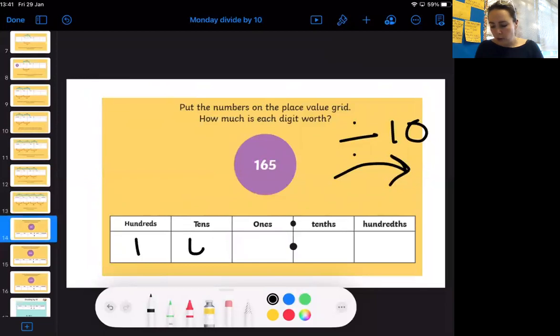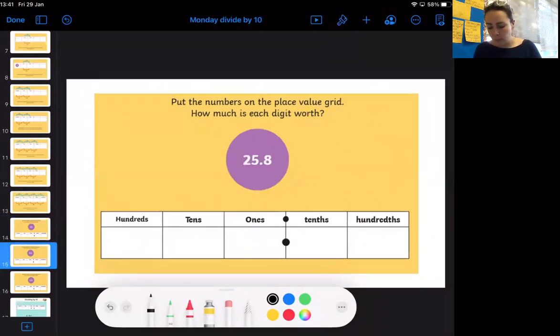You should have written 165 on your place value grid, like so. If we're dividing it by 10, it's going to move across one space. If we're moving across one space and we're dividing it by 10, we end up with 16.5 because that 165 has been made 10 times smaller. It's moved across one space to the right on the place value grid.